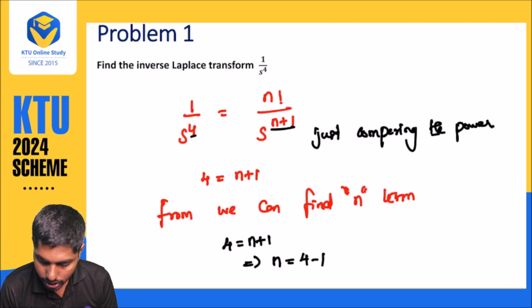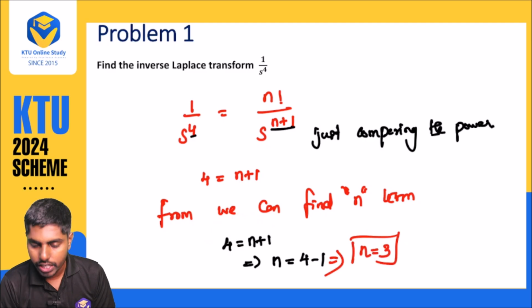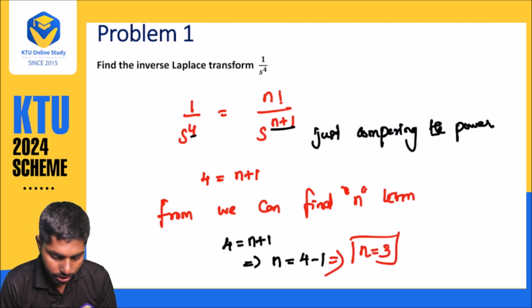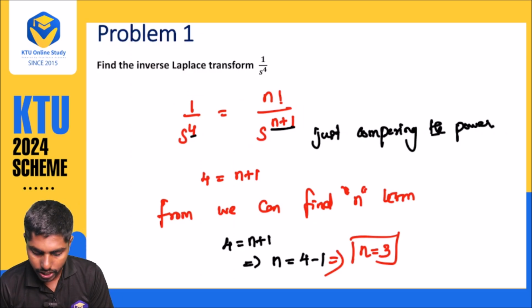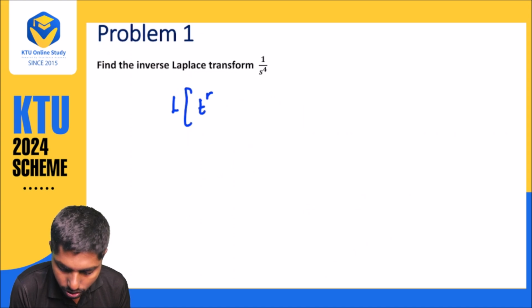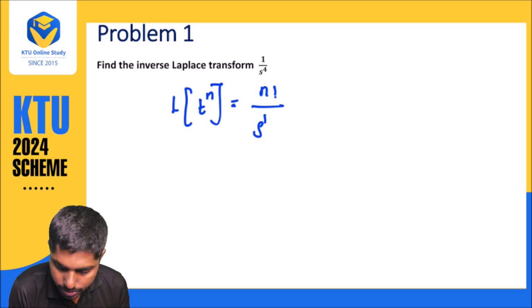So what are we getting? n equal to 3 we are getting. From here n equal to 3. So what is our n? n equal to 3. Just substitute that. So what is our formula? Our formula is L of t power n is equal to n factorial divided by x power n plus 1.